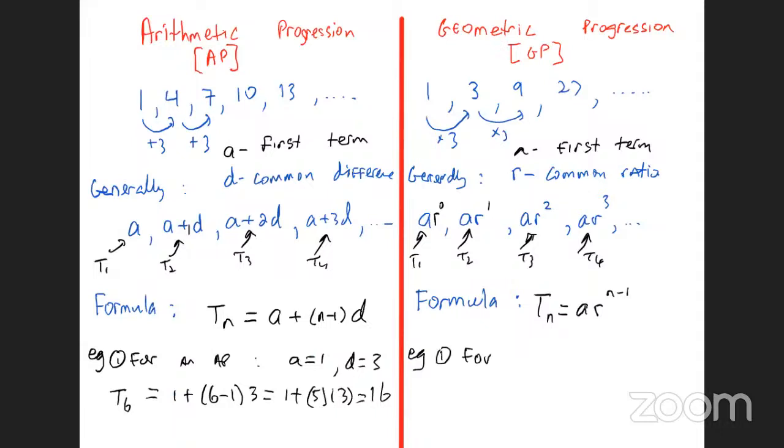So just do me a favor for the GP now. For the GP, same first term and same common ratio of 3. See if you could find the term that's missing, the 5th term. Try to find the 5th term there, please.